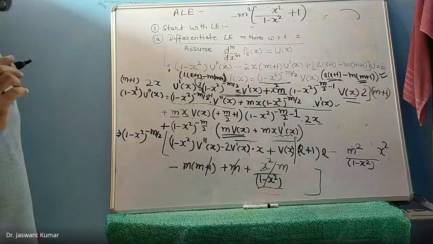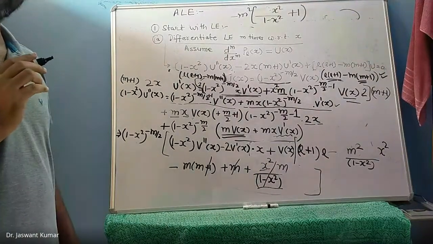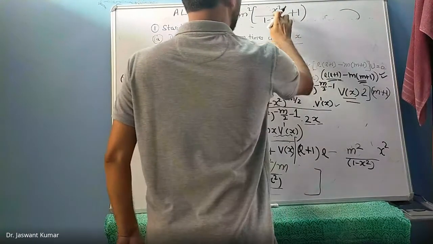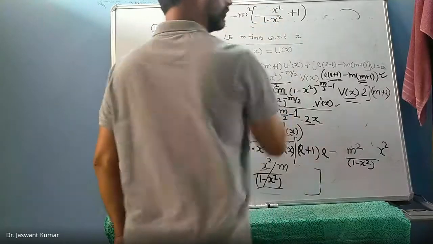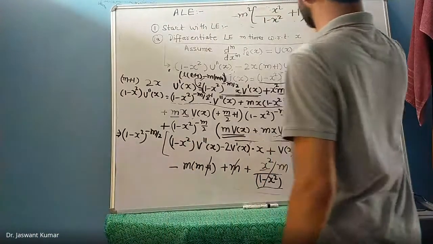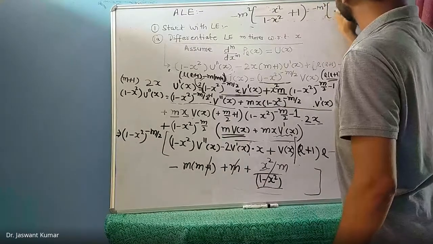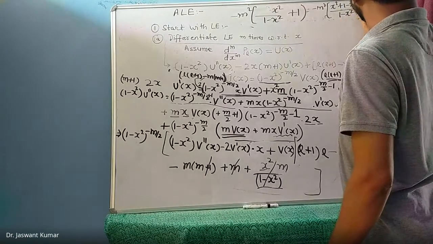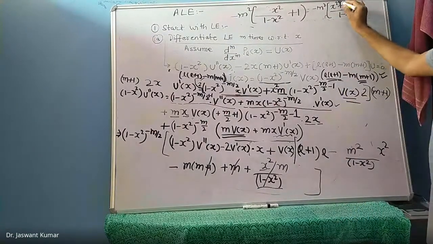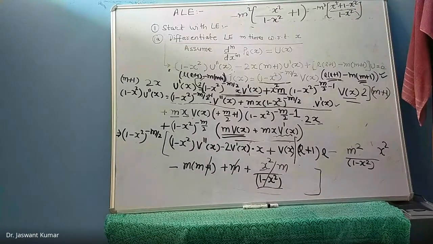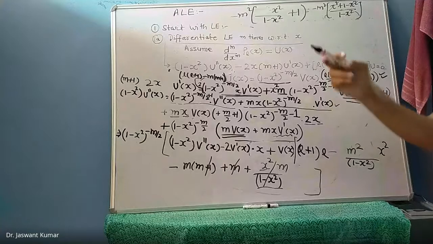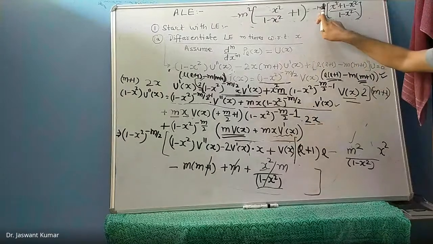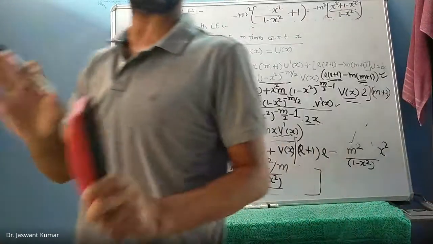Correct? Then what you do is you take the overall LCM of 1 minus x square, and then this term will become minus m square times x square plus 1 minus x square divided by 1 minus x square. This x square plus 1 minus x square will give you a 1. And the addition of this and this will be minus m square divided by 1 minus x square. Are you happy or not?